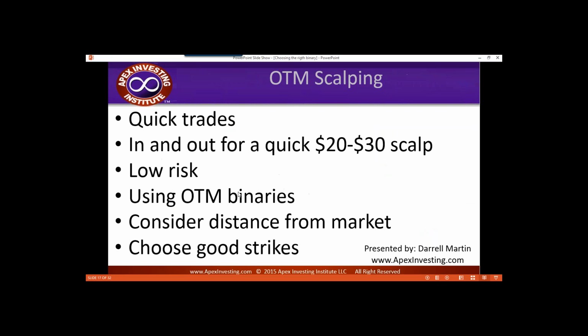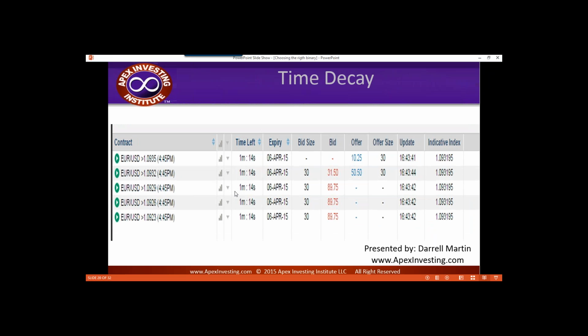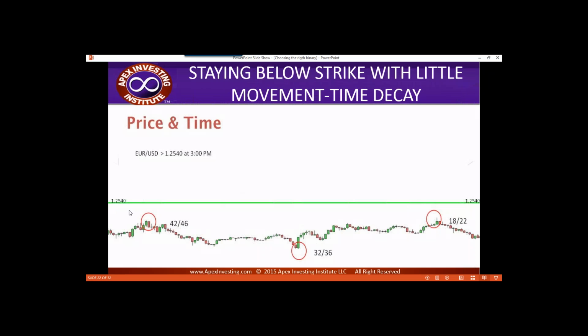All right, so let's talk about, we talked about time decay and how the closer you get to expiration, the price is going to get closer and closer to either 0 or to 100, right? So let's say that you had this euro dollar strike and you're buying it for 46 because you think the market's going to go up. Well, the market hasn't gone above 25.40. You're getting close to expiration.